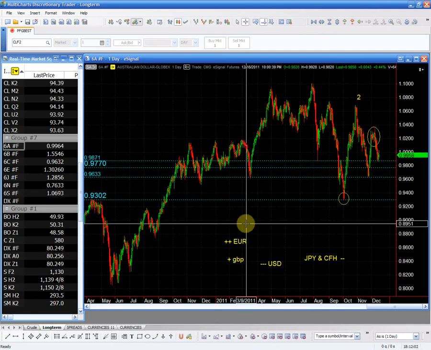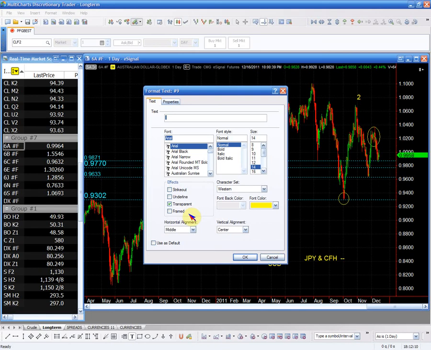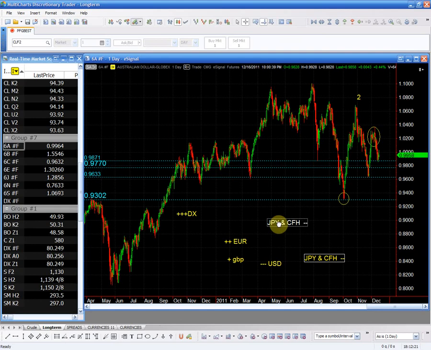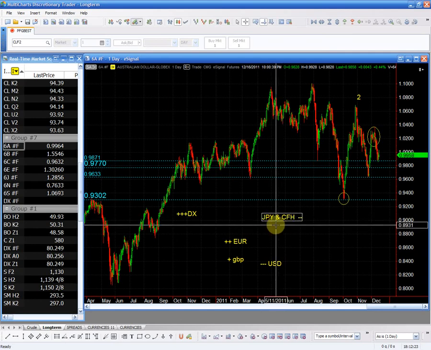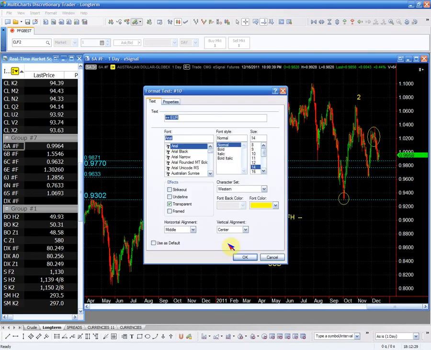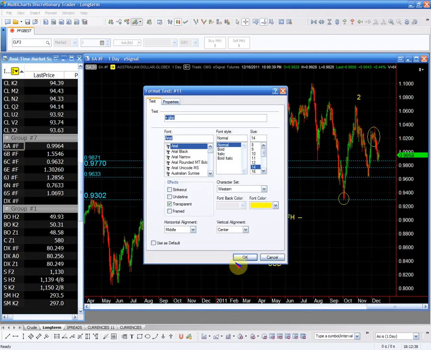So we're going to put the dollar as the strong one, and then basically the yen and the Swiss are weak, not neutral to weak. The euro is extremely negative. We have a sell signal on the euro, and we also have a sell signal on the pound.